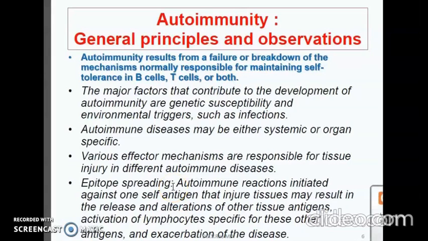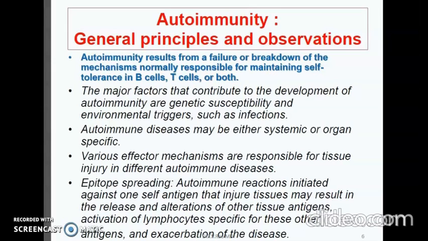Autoimmunity results from a failure or breakdown of the mechanisms normally responsible for maintaining self-tolerance in B cells, T cells, or both. The major factors that contribute to the development of autoimmunity are genetic susceptibility and environmental triggers such as infections. Autoimmune diseases may be either systemic or organ-specific. Various effector mechanisms are responsible for tissue injury in different autoimmune diseases.